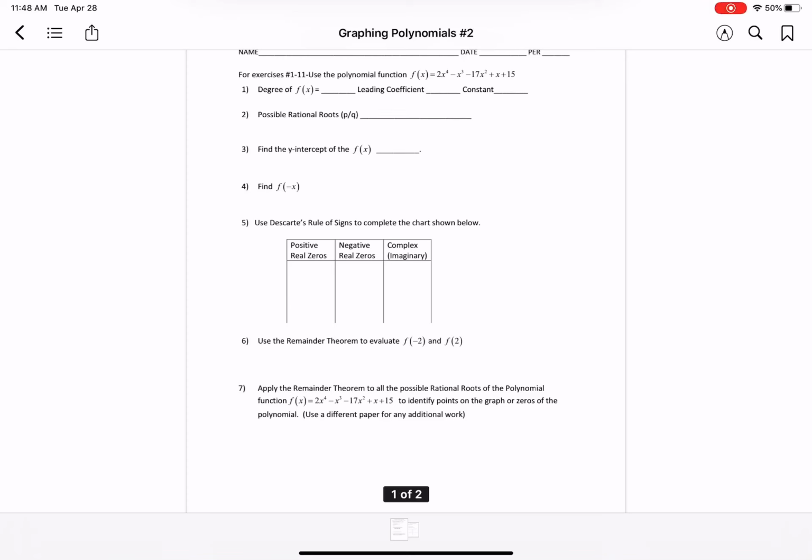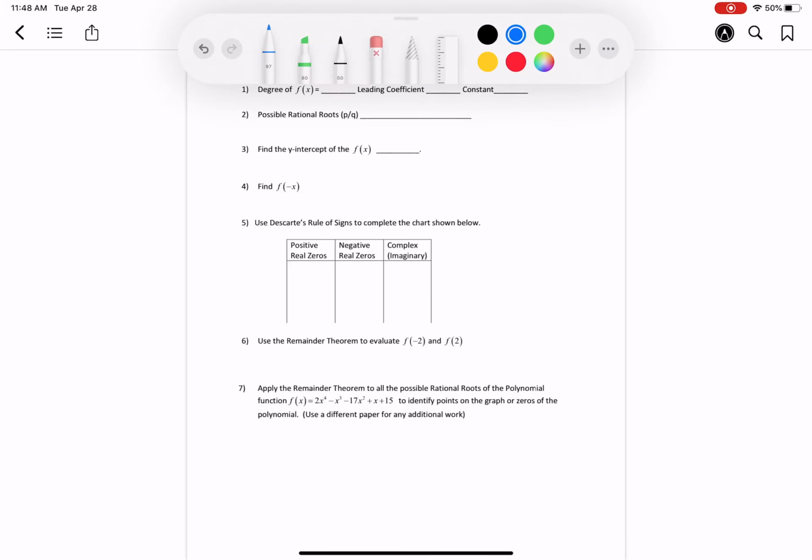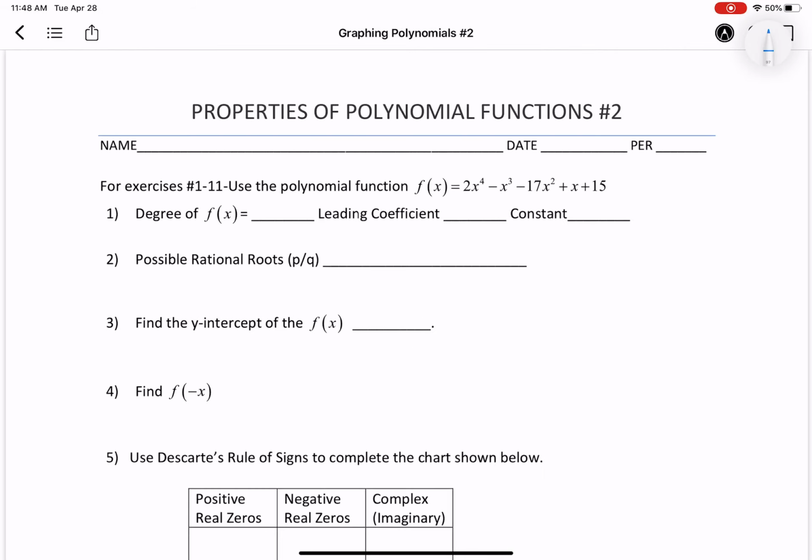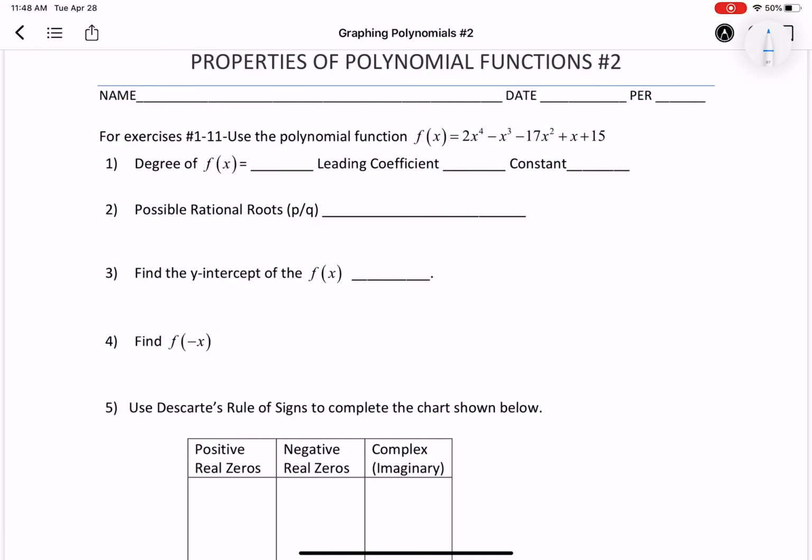Hello everyone. All right, so today we're going to do a graphing polynomials worksheet. I am going to do one for you and you are going to have a different one to do as an assignment. All right, so let's look at properties of polynomial functions, worksheet number 2.